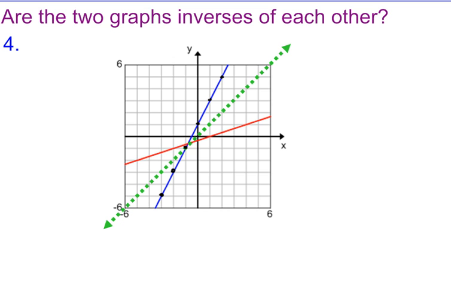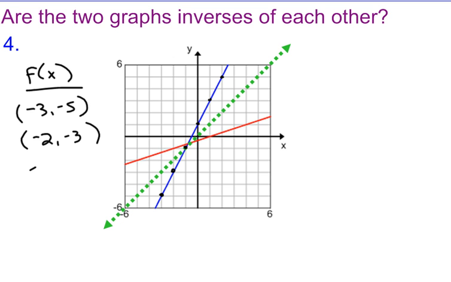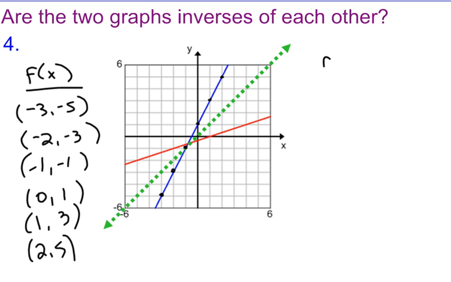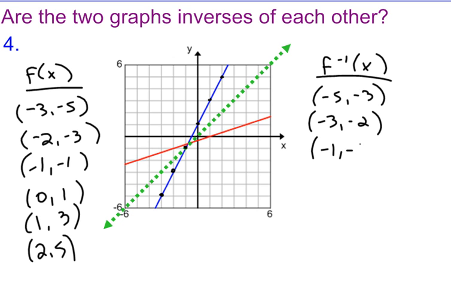So I'm going to go ahead and list those points. So for my f of x, we'll call that one. Doesn't really matter which one we call f of x here. Negative 3, negative 5. Negative 2, negative 3. Negative 1, negative 1. 0, 1. 1, 3. And 2, 5. So my inverse function should have all of those reversed. So negative 5, negative 3, negative 3, negative 2, negative 1, negative 1, 1, 0, 3, 1, and 5, 2.